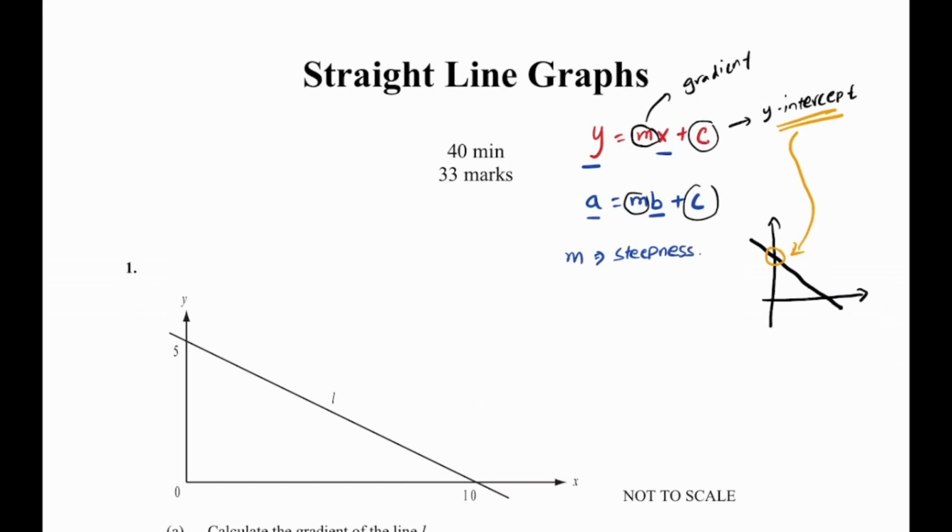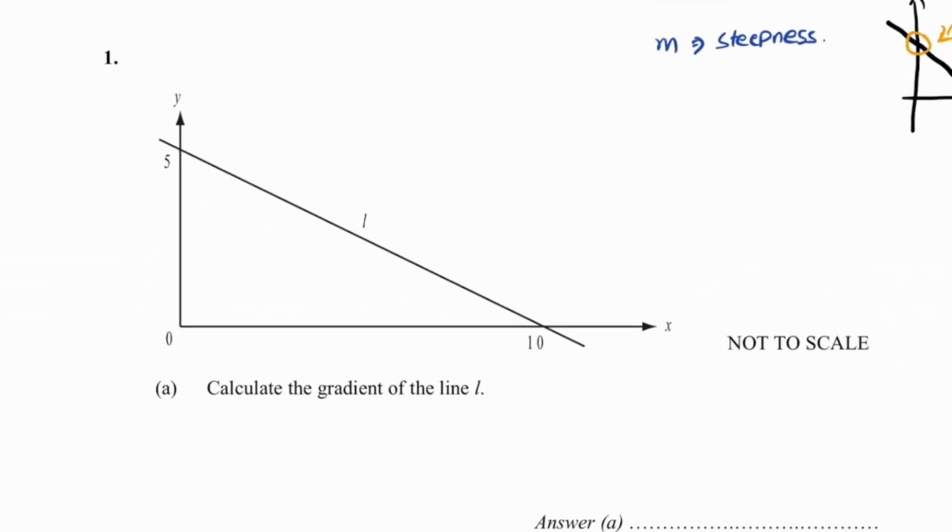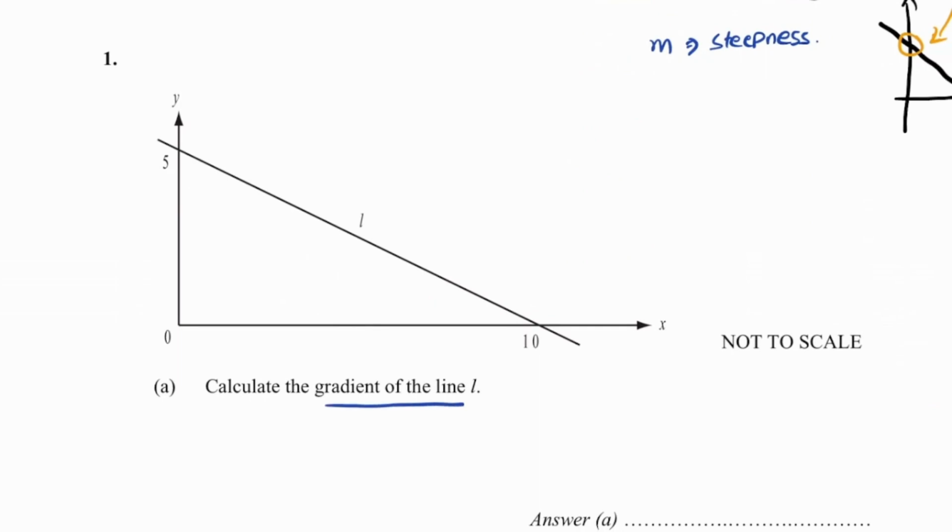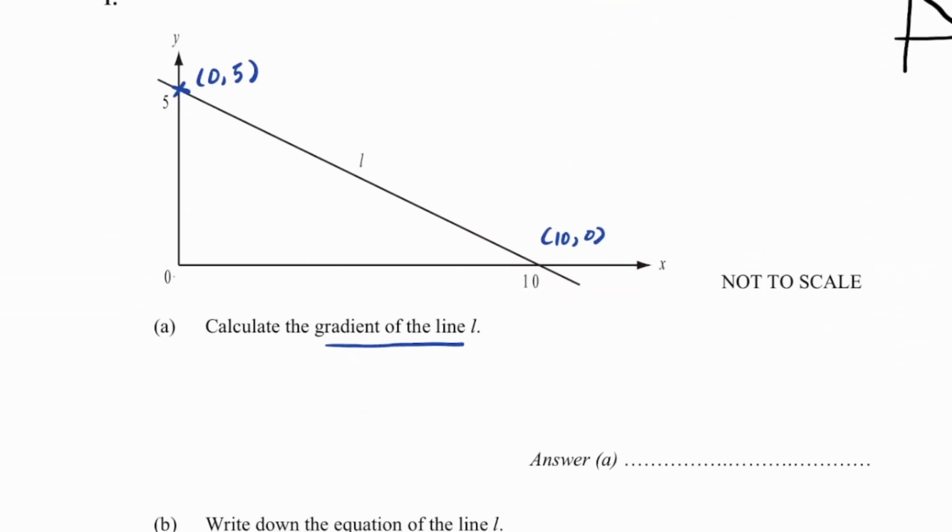So from question number one, we are told to calculate the gradient of the line. For the gradient of the line, you have to use (0, 5) and (10, 0). Here, your x is equal to 0, y is equal to 5. Here, your x is equal to 10, y is equal to 0. So you use the formula for gradient: m = (y2 - y1) / (x2 - x1).